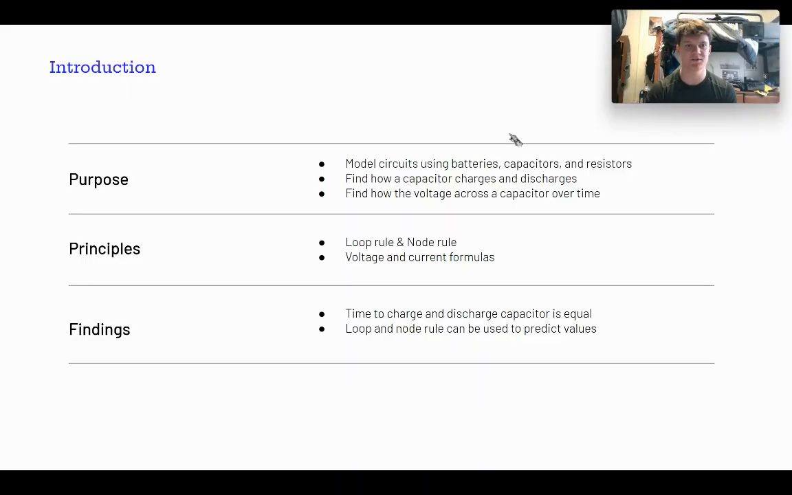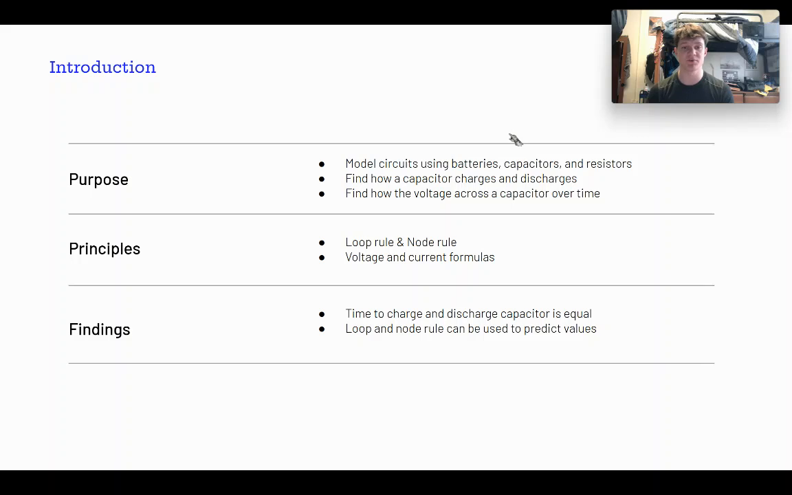So for the introduction to this lab, the purpose was to model circuits using batteries, capacitors, and resistors, and to find how a capacitor charges and discharges over time, and find how the voltage across the capacitor differs over time when it's being charged and discharged. And we also wanted to use Ohm's law to find the voltage, resistance, and current at different points through the circuit, and we also measured it using ammeters.